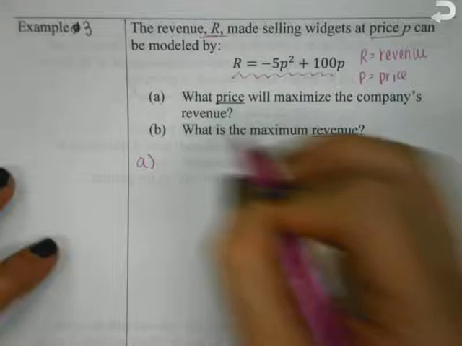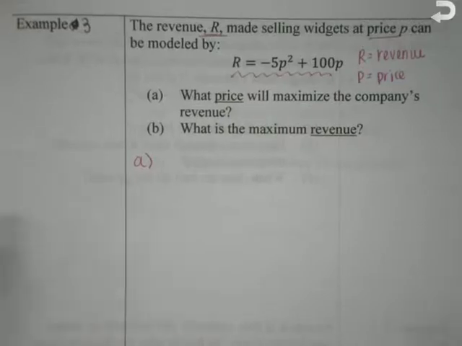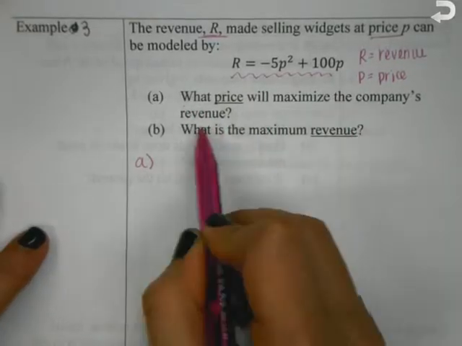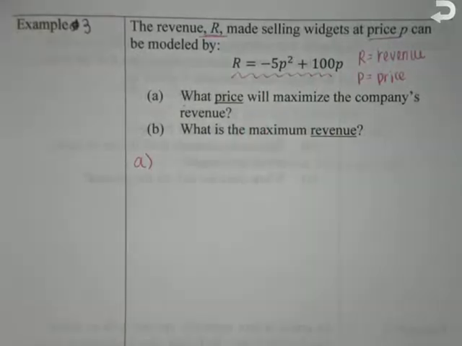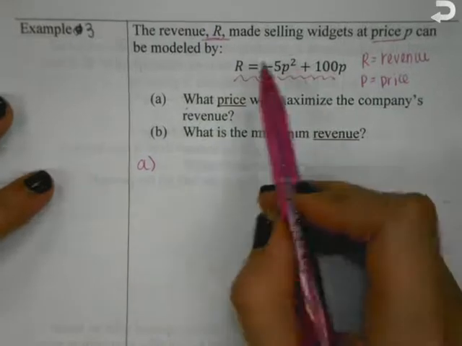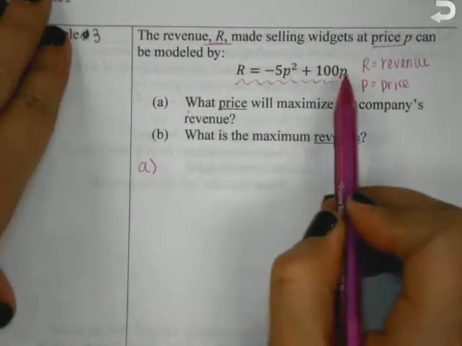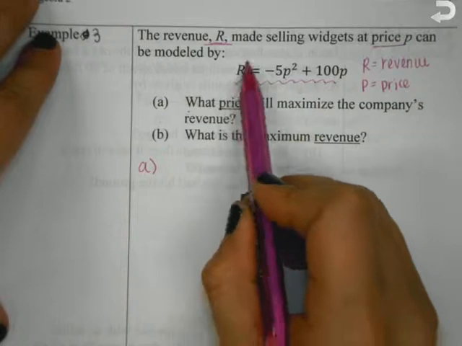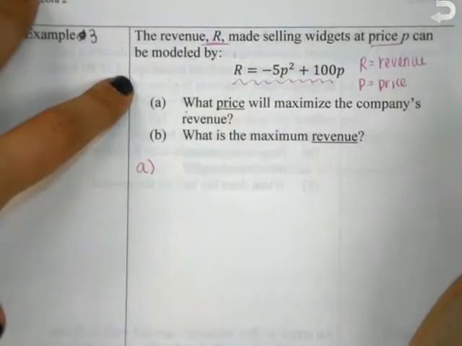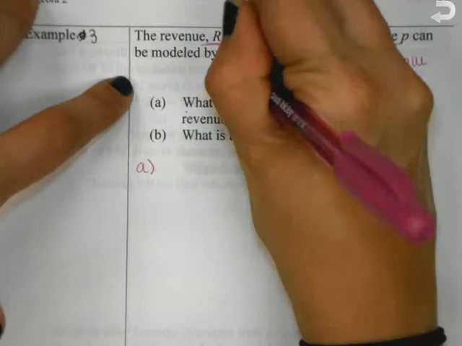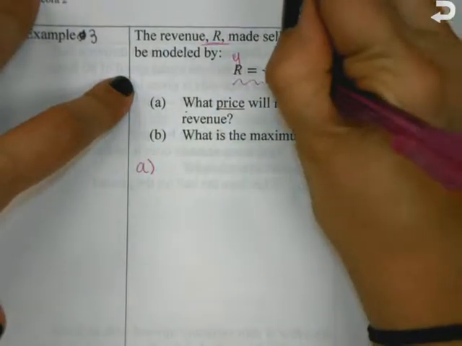Okay, so part A asks us, what price will maximize the company's revenue? What I think is going to help us here is to be able to graph or sketch the graph of what's going on. First of all, the thing we have to realize is that these are not the variables we've been used to using, right? What has this one been typically, or this entire time? What variable? Did you say y? Yeah, this one is our y, and so all the p's are what? Our x's, okay?